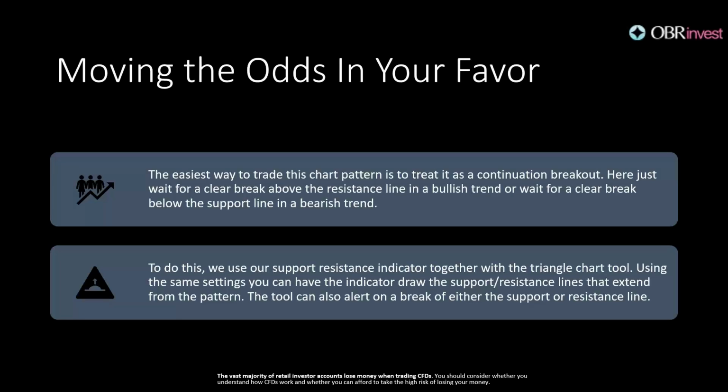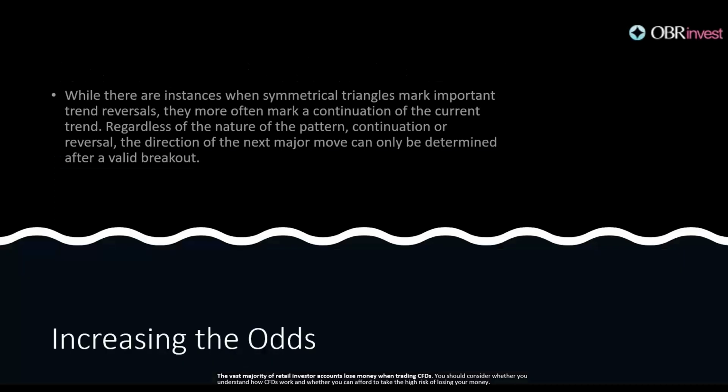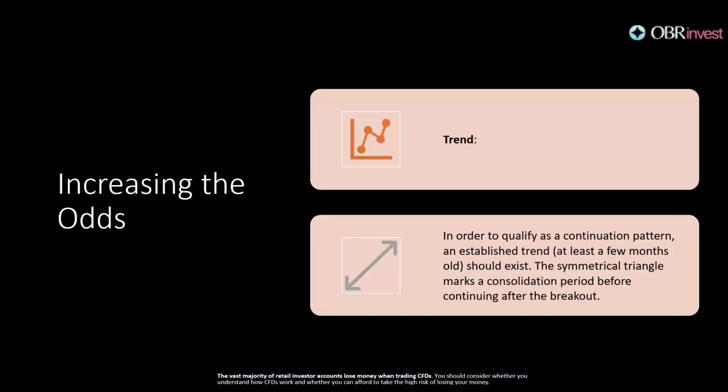So the easiest way to trade this pattern is to treat it as a continuation breakout and wait for a clear break above resistance or below support. We'll put our charts on it and wait for the breakout. While there are instances when symmetrical triangles mark important trend reversals, they more often mark a continuation of the current trend, regardless of the nature of the pattern. Continuation or reversal, the direction of the next major move can only be determined after a valid breakout.